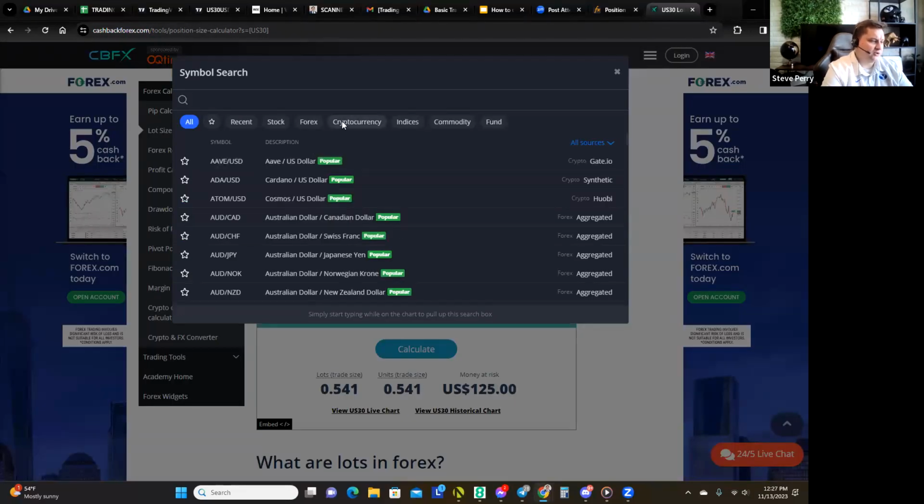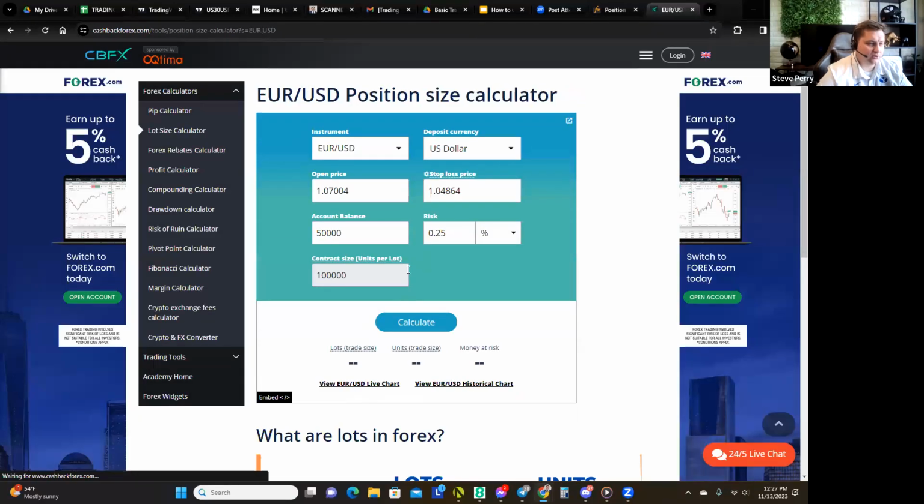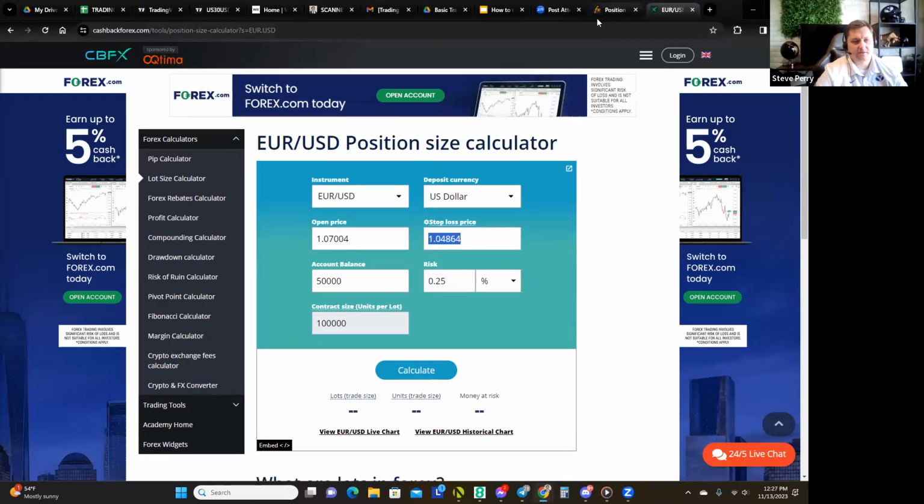Let's actually search if there's other things. I mean, you can still use this one for everything. Like if you wanted to use the euro dollar, you could do euro dollar. This one doesn't let you do pips. You still have to put in the price at which you're going to get in and your stop loss. So that's a little bit annoying, but not as easy as my FX book, but it can be done here. Absolutely.